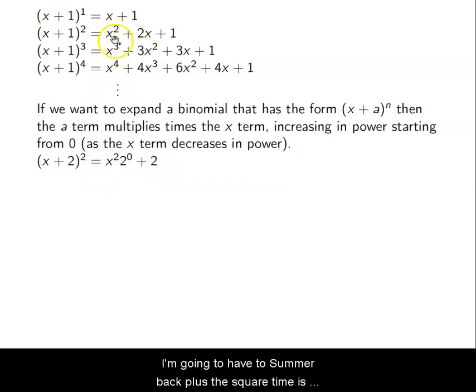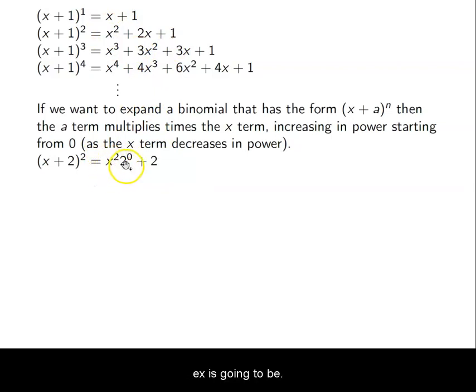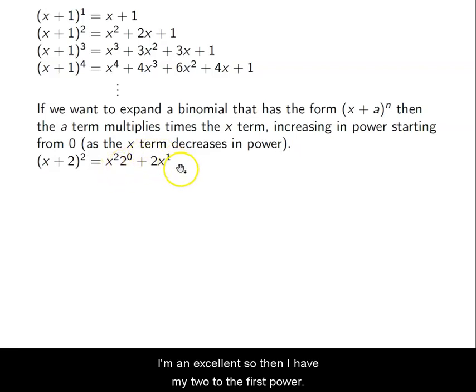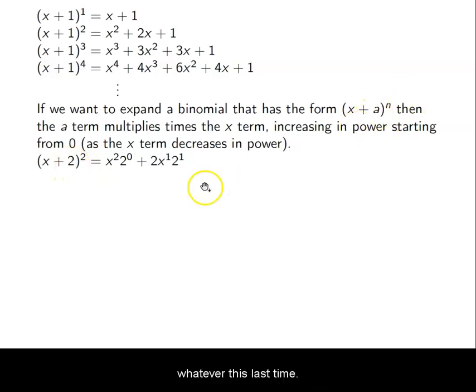So remember, for the square term it is 1, 2, 1. So I have a 1. I have my 2 from Pascal's triangle. My x is going to be decreasing in power, so it's going to go x squared, x to the 0. My 2 is going to go 0, I have my x to the 1, so then I have my 2 to the first power. So first things are the coefficients. Next is the powers of the x's. And then last, I will have the powers of whatever this last term is, right?